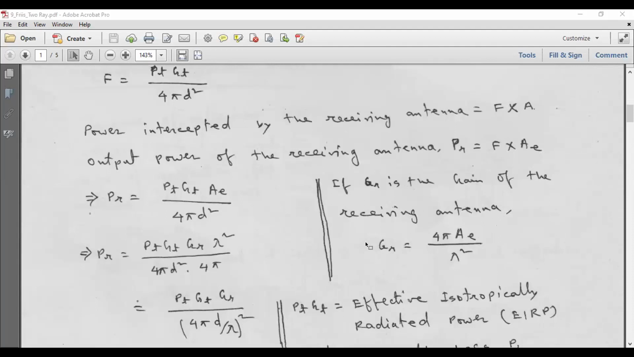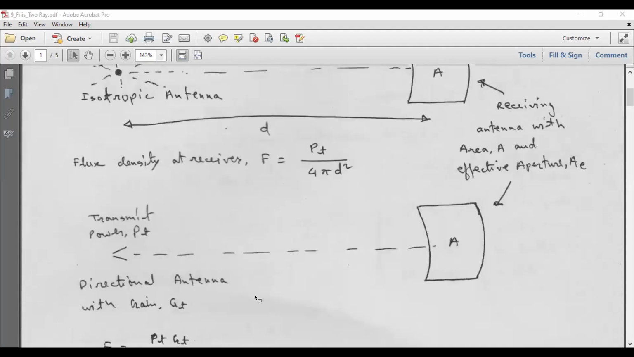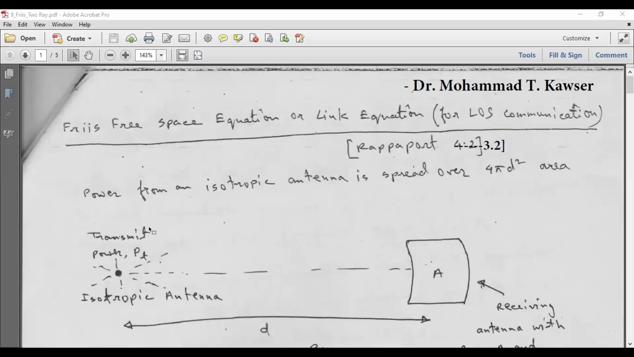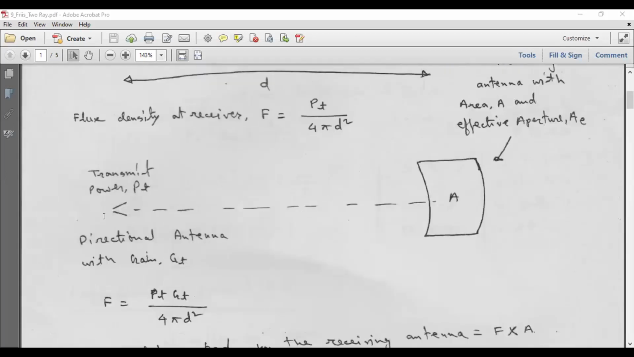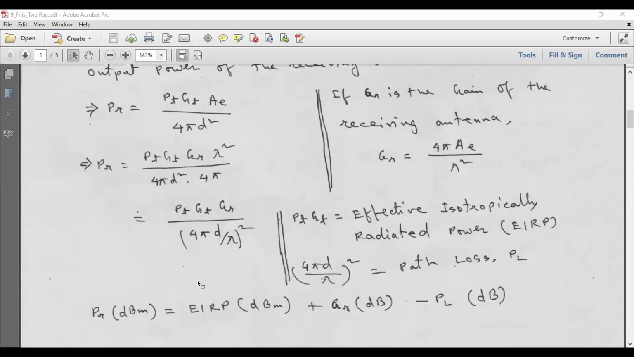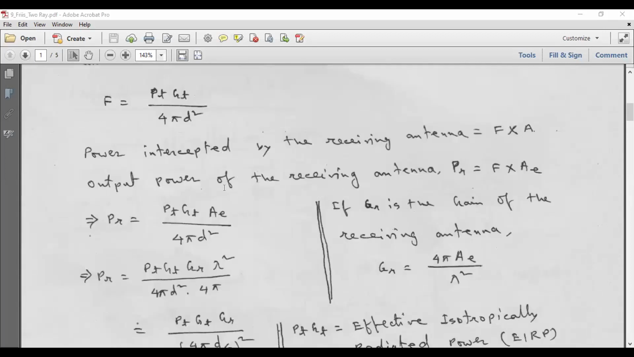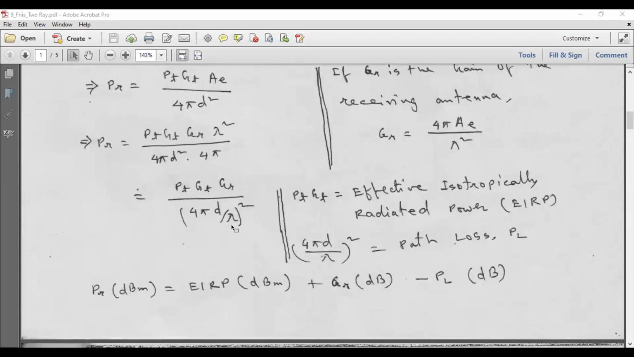In the LOS case, where you have no other obstacles, or you don't consider any objects around, it's the free space equation. You just have a free communication link with no objects around. So in that case, the distance affects this way, as we can see from our derivation.